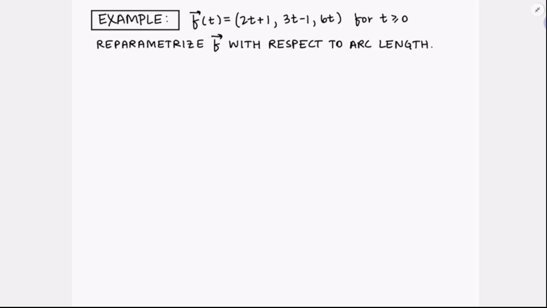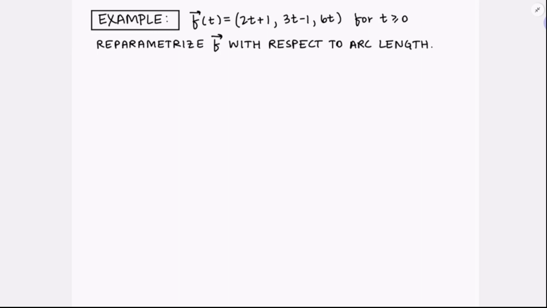Now, to show you how this is going to work, I think it's best for me to just go ahead and do an example. So here we've got f of t, which is 2t plus 1, 3t minus 1, and 6t for t greater than or equal to 0. And I'm going to say reparametrize f with respect to arc length. Okay, so what we're going to do is calculate the arc length of this thing.